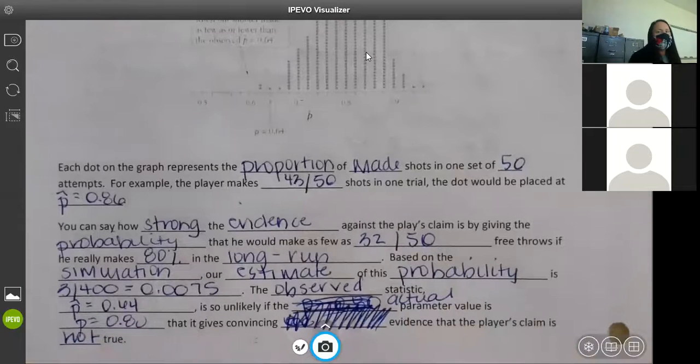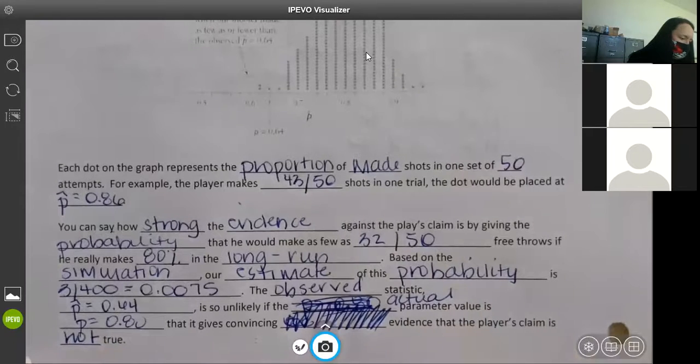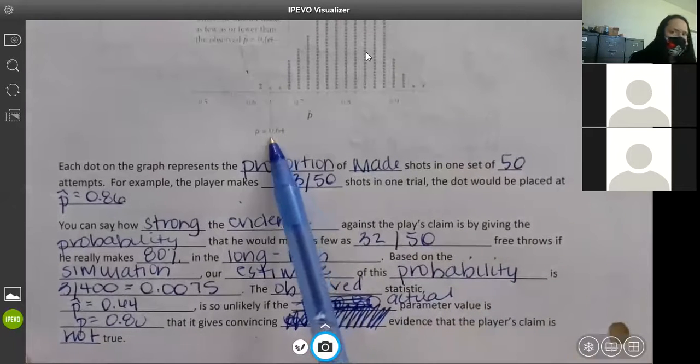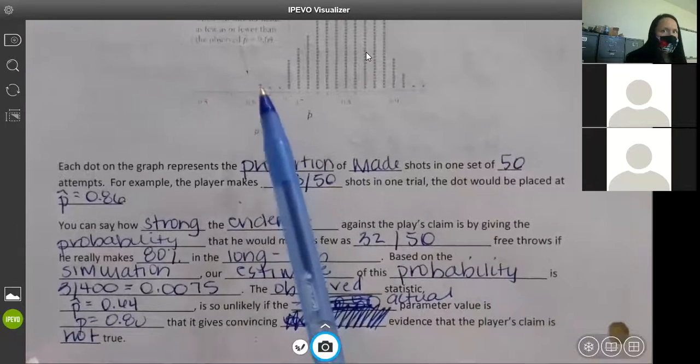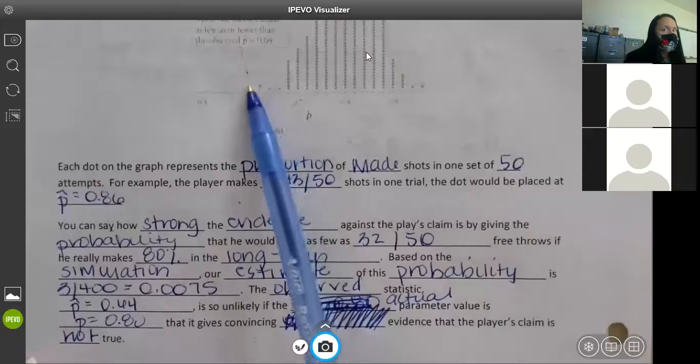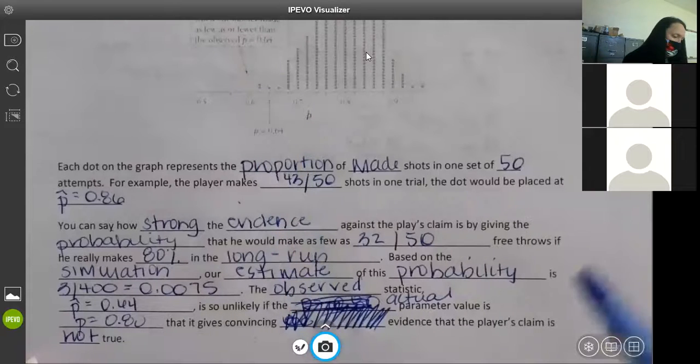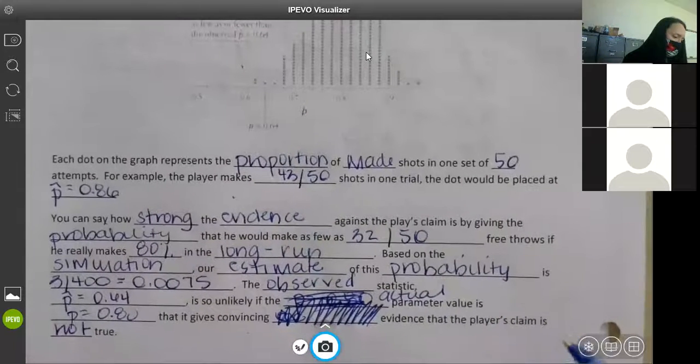Okay, so going back over that, you can say how strong the evidence against the player's claim is by giving the probability that he would make as few as 32 out of 50 free throws if he really makes 80% in the long run. Based on the simulation estimate of this probability, here's 64%. Only 3 of those are less than 64%. So it's unlikely the actual parameter value is 0.80, and that gives convincing evidence that the player's claim is not true.